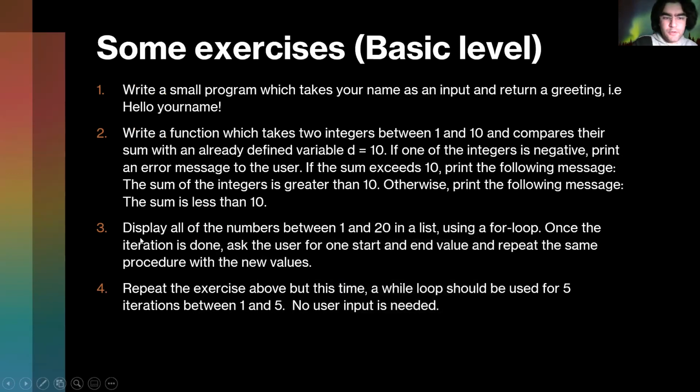So let's go to the third question. Display all of the numbers between 1 and 20 in a list using a for loop. Okay.